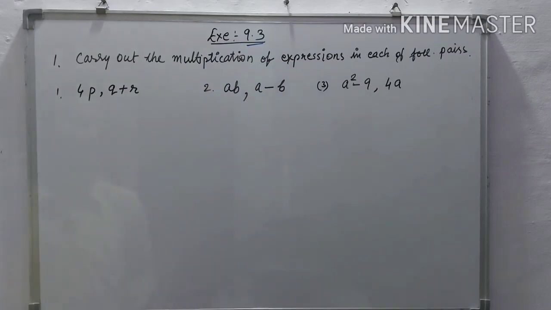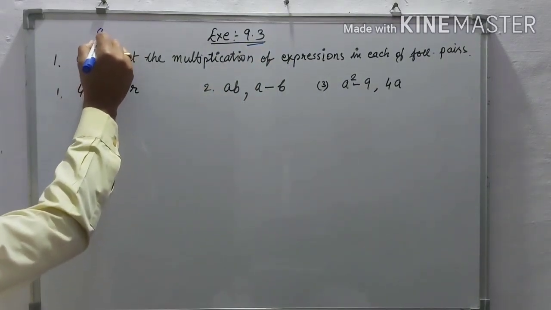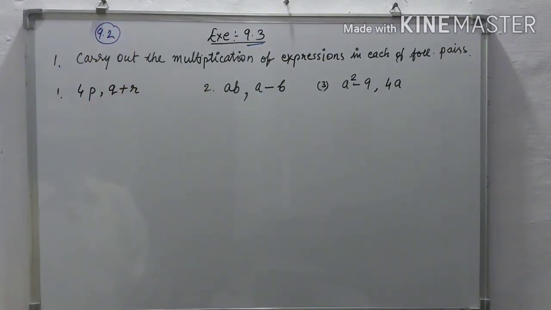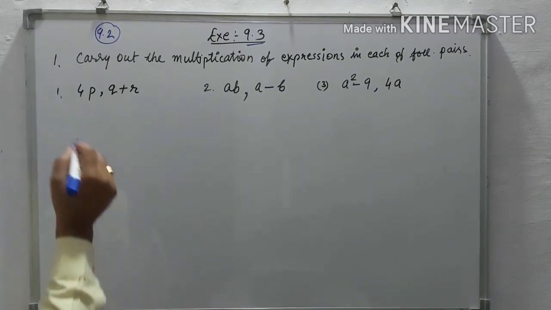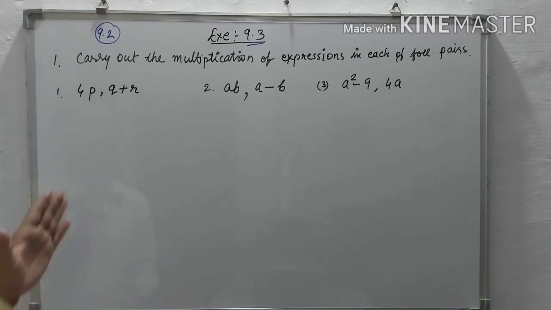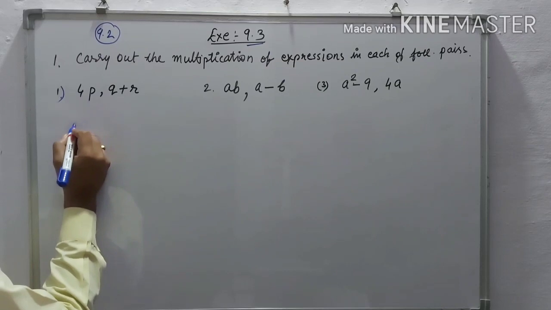Exercise 9.3. 9.2 is exercise 9.2. Only based is monomial to multiply monomial. In this exercise, we will multiply a monomial by a binomial. Okay, the first question is 4p.